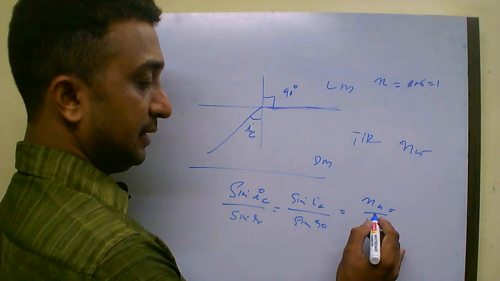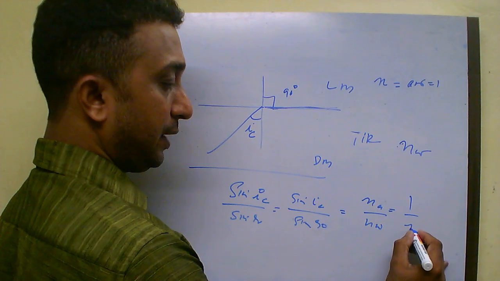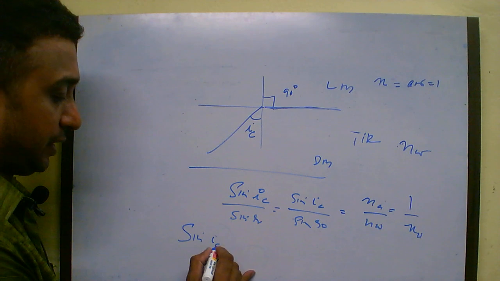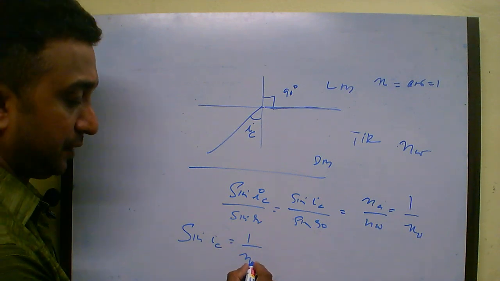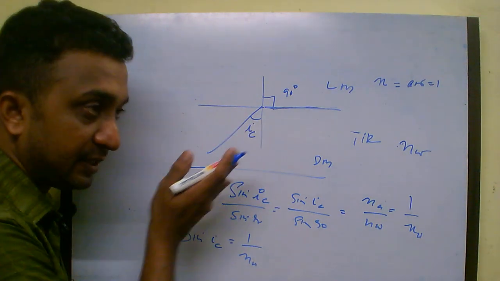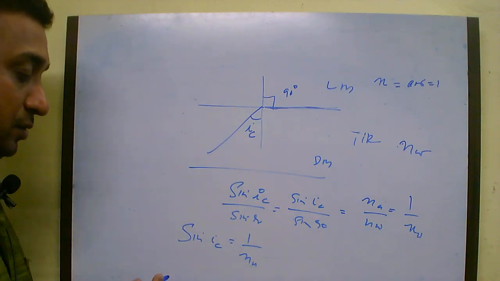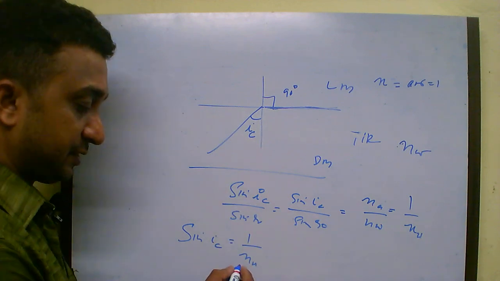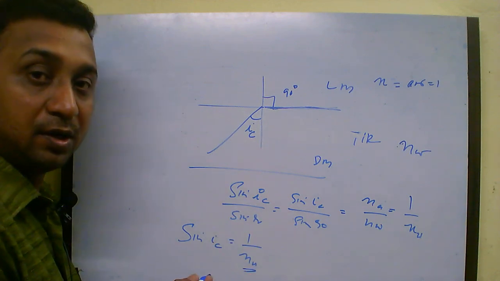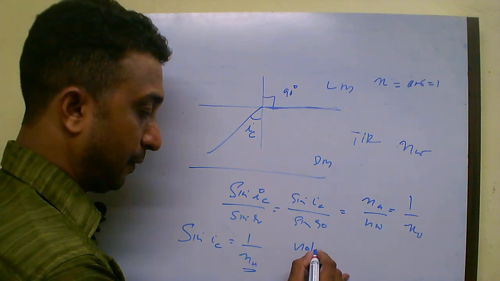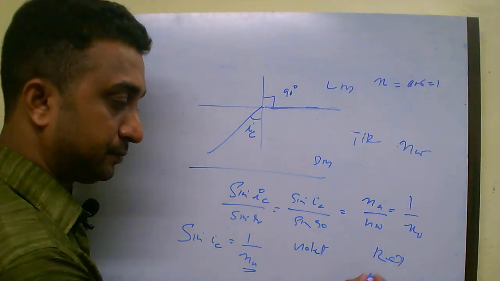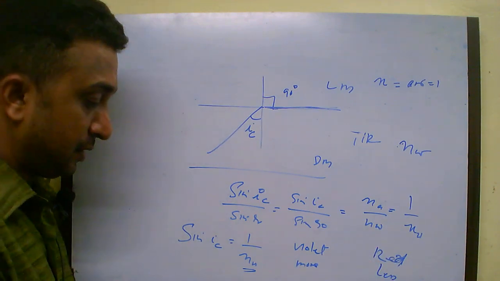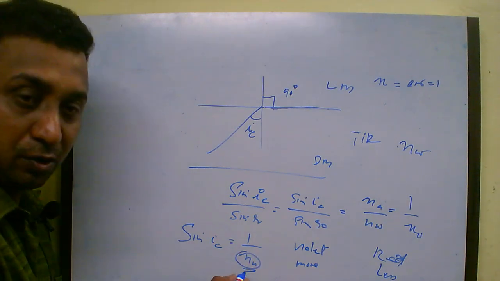So in that case, this will be equal to 1 by n in water. So I can write sin of the critical angle is equal to 1 by the refractive index of the medium through which the light is actually passing. Now this refractive index, if you take water or glass, is more for violet compared to that for red. So violet has more refractive index and red has less refractive index.